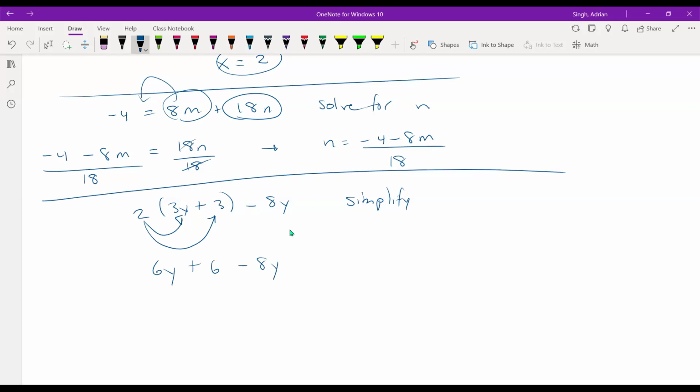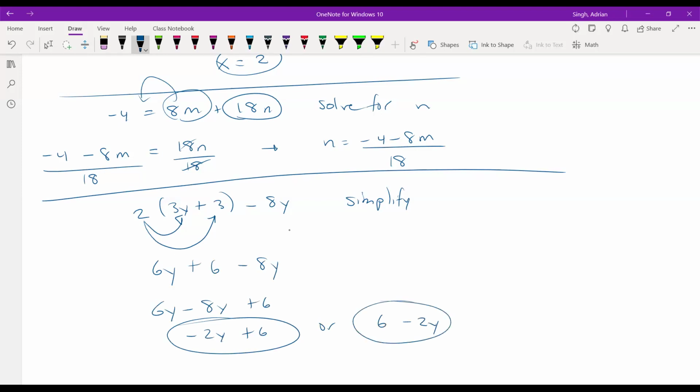Okay, so now we look at our terms. You can bring the like terms together. So 6y minus 8y plus 6. 6y minus 8y is minus 2y. And then plus 6. That would be your simplified version, or you can switch them around. It can be 6 minus 2y. That means the same thing.